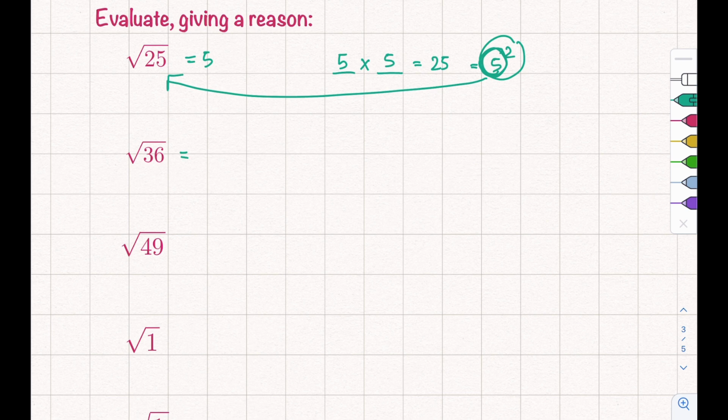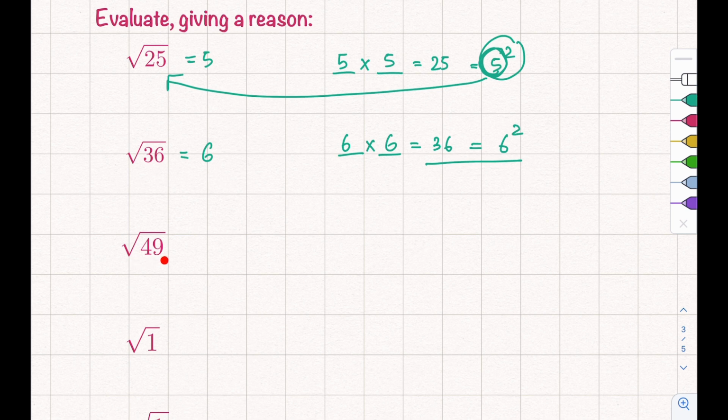Second one, what is the square root of 36? So what times what makes 36? And the answer is 6 times 6 equals 36. And so 6 squared makes 36. So the square root of 36 is equal to 6.